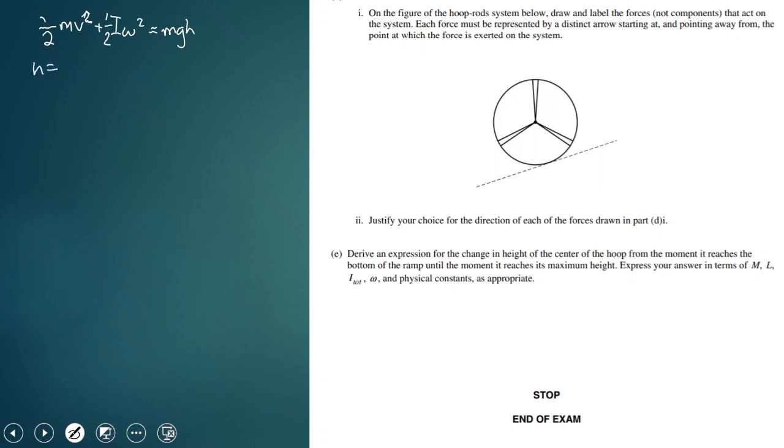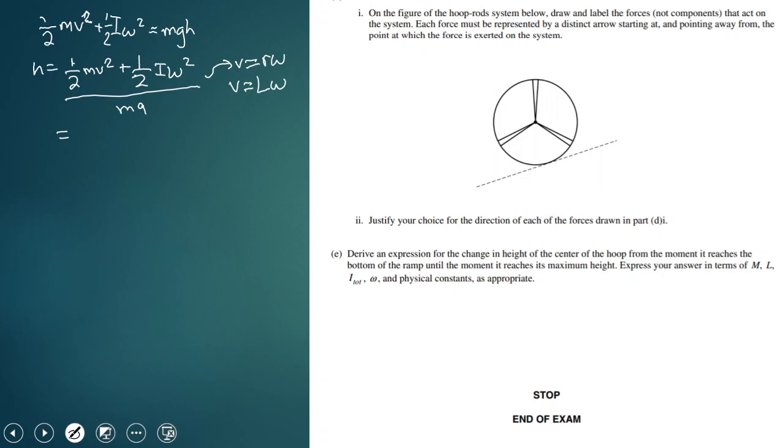So then my h is equal to 1/2 mv squared plus 1/2 I omega squared over mg, which is equal to, now what we have to consider is, in rolling without slipping problems, our v is equal to r omega, right? So this is our conversion between our rotational and our translational systems. And so in this case, L is equal to R, as we've seen multiple times in other questions. And so v is equal to L omega.